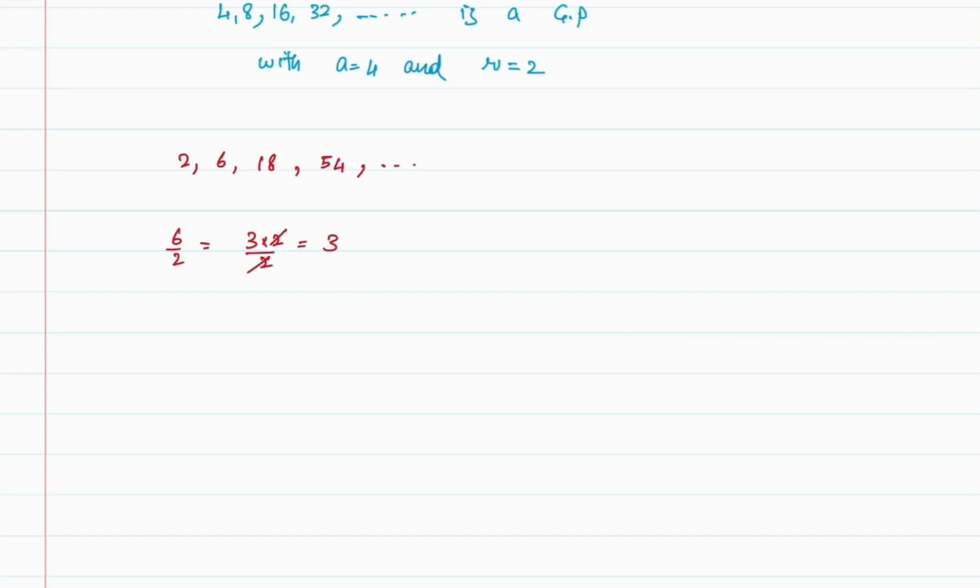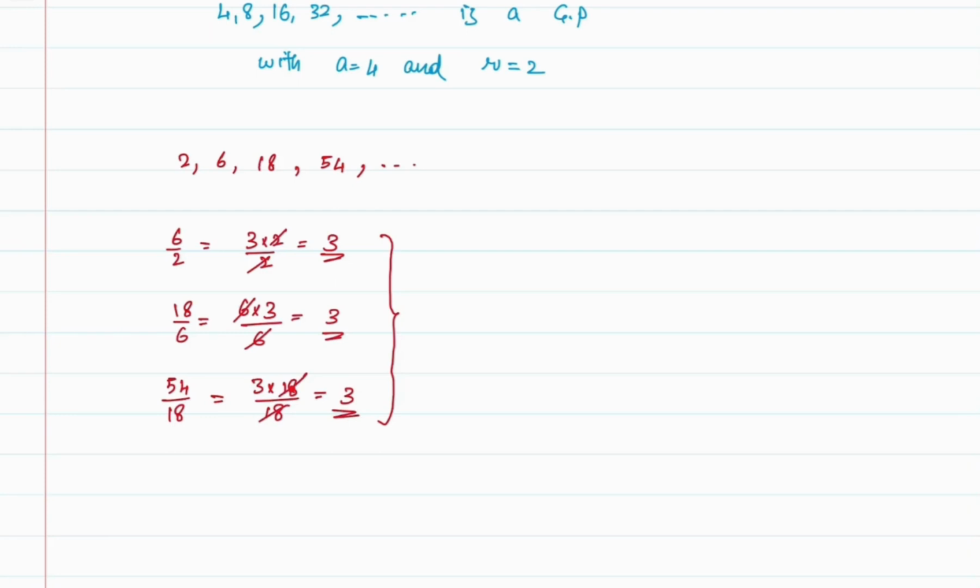Now the ratio of the third term and the second term will be 18 by 6. 18 can be written as 6 into 3, so 6 into 3 by 6. When we cancel 6 and 6, we'll again be left with 3. Similarly, the fourth term divided by the third term will be 54 by 18, and 54 can be written as 3 times 18, so 3 times 18 by 18. We can cancel 18 and 18 and this will again be 3.